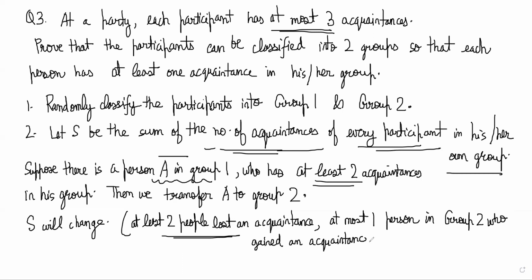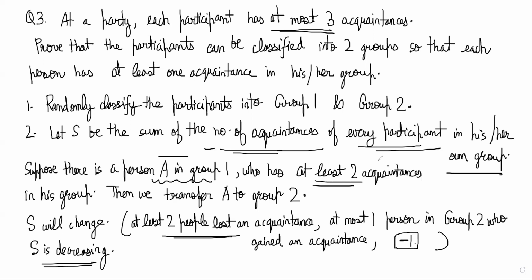And apart from that, you can think of A's number itself. A had 2 acquaintances in group 1, but when he transferred to group 2, he lost an acquaintance, right? So his number has reduced by 1, right? So basically, overall, you can see that S is decreasing. Definitely, the value of S will decrease if you transfer such a person A to the other group, right?